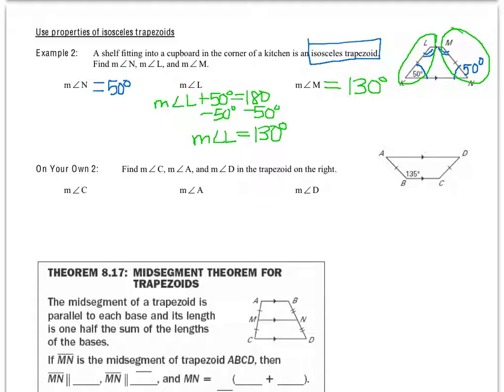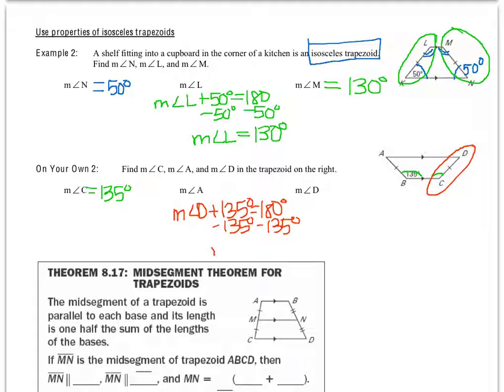Okay, so looking at this, the measure of angle C is congruent to the one I've already been given, so that's 135 degrees. And then I know that these two angles, I'll use C and D, have to add up to 180. So I can do the measure of angle D plus 135 degrees has to equal 180 degrees. Subtract my 135 from both sides. So I have the measure of angle D equals 45 degrees.